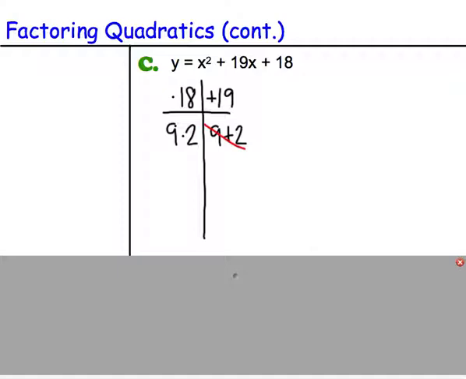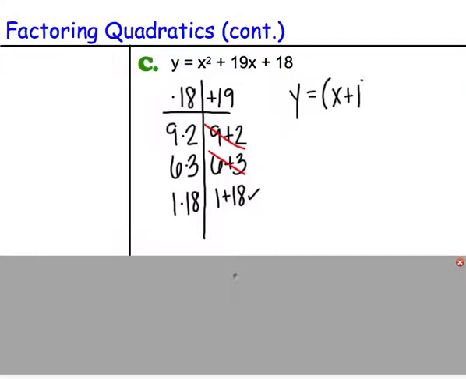So let's try another one. My next one I usually think about is 6 times 3. But if I take 6 plus 3, I, once again, do not get 19. So we've got to think, what else do we have for an option? The one that most of you tend to overlook is 1 times itself. If I take 1 times 18, I get 18. And if I take 1 plus 18, I do get 19. So that means that my equation is going to be y equals x plus 1 times x plus 18.